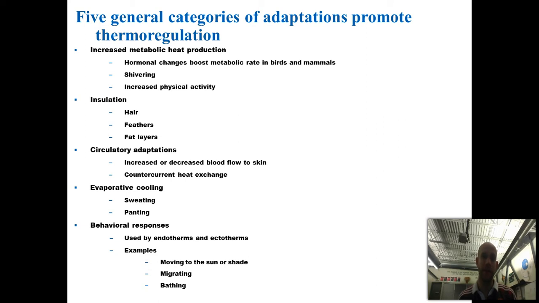And then, of course, there are behavioral responses, and these are very significant. These are used by endotherms and ectotherms, ectotherms being cold-blooded organisms. And these are behavioral adaptations that enable an organism to control its internal body temperature. So moving towards the sun or moving towards the shade, depending on whether an organism is too hot or too cold. Okay, think about reptiles in particular.